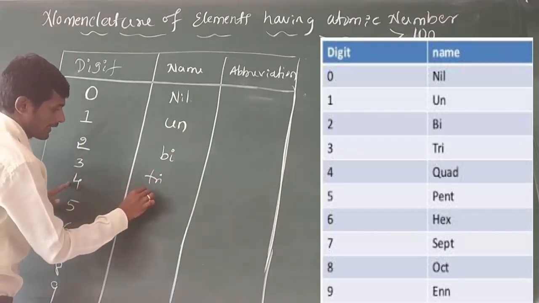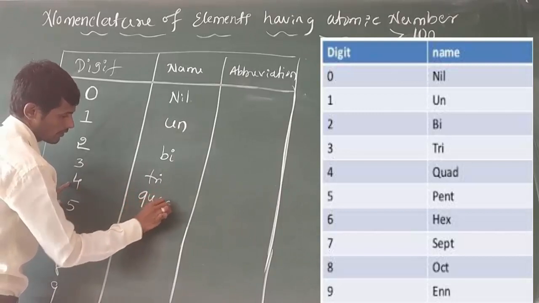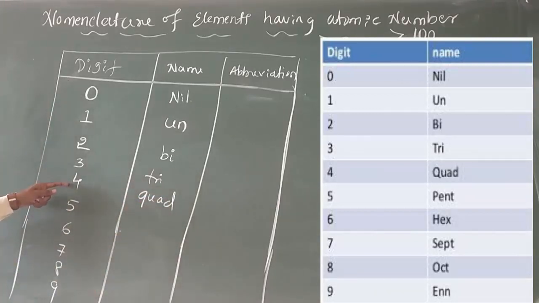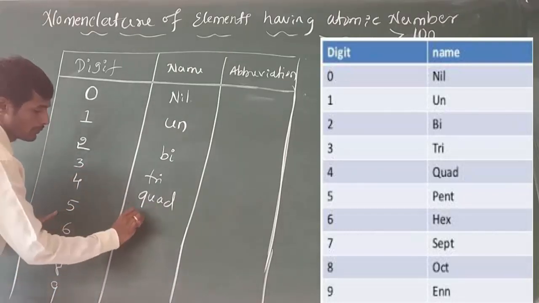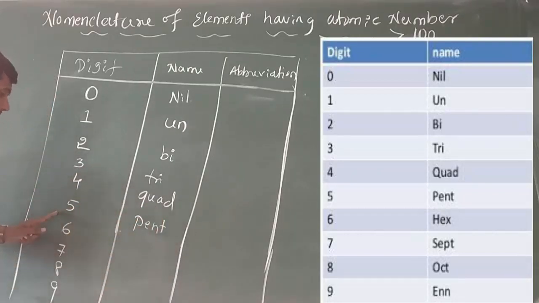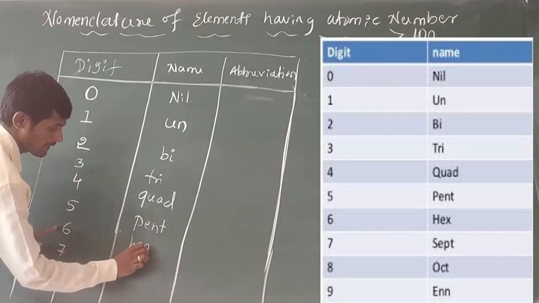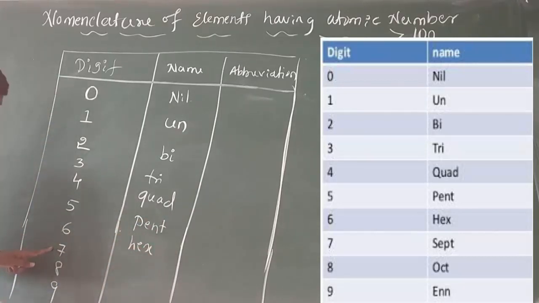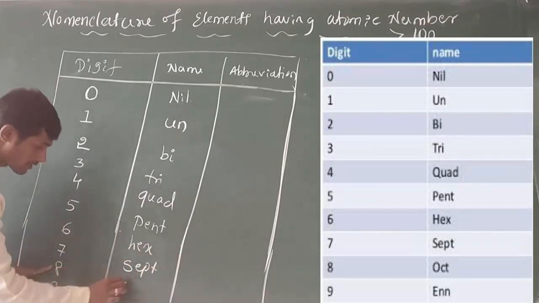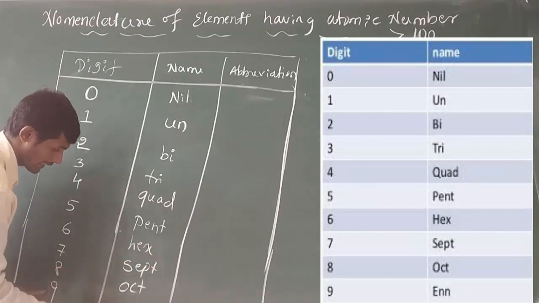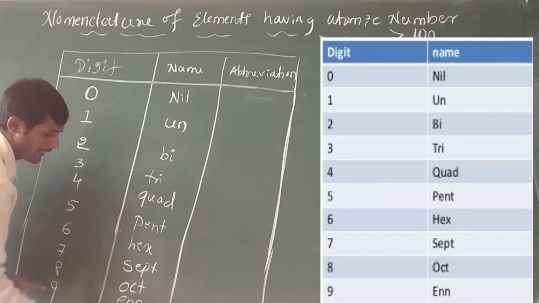Then 4, if it contains the digit 4, then use the word quad. If 5 is present, use the word pent. If 6 is present, hex. If 7 is present, sept. Then 8, oct. 9, enn, meaning n.